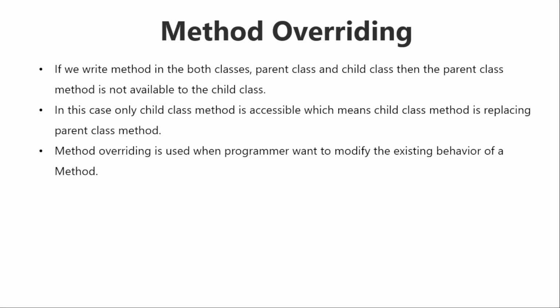Let us start with method overriding. If you write a method in both classes, the parent class and the child class, then the parent class method is not available to the child class. In this case, only the child class method will be accessible, which means the child class method is replacing the parent class method. Hence method overriding is used when a programmer wants to modify the existing behavior of the method. So this is the explanation of method overriding.